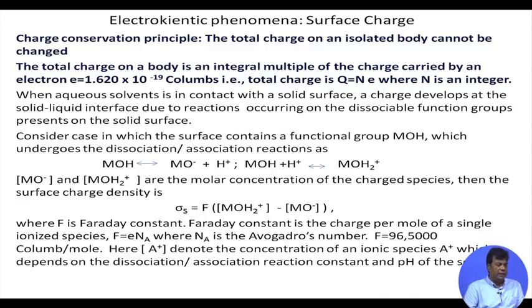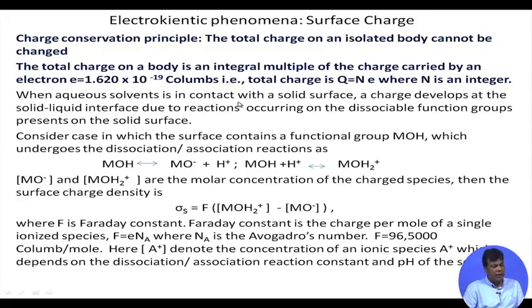Another important principle is that the total charge on a body is an integral multiple of the charge carried by an electron, which is also referred to as the elementary charge, given by this. So, total charge will be q equal to n e, where n is an integer. So, it cannot have a fraction or something like that.